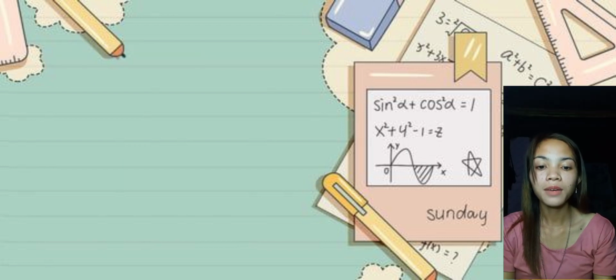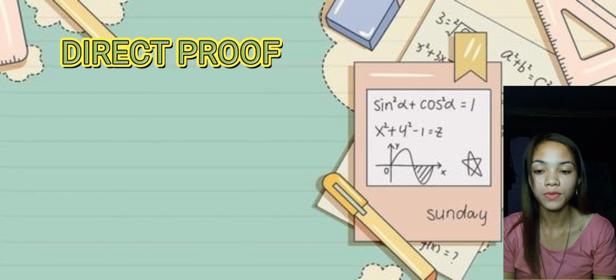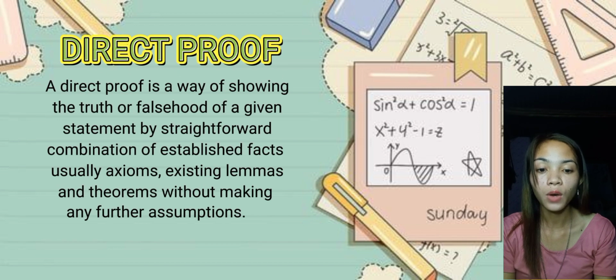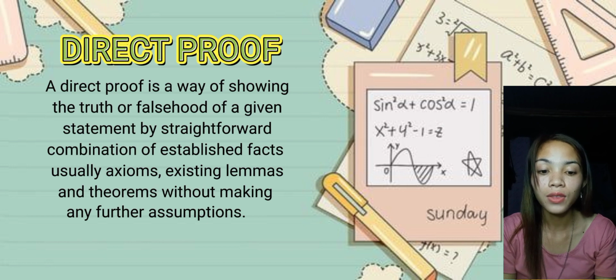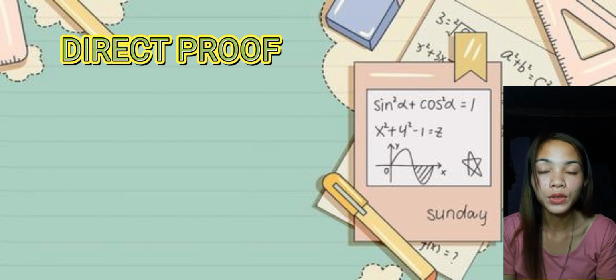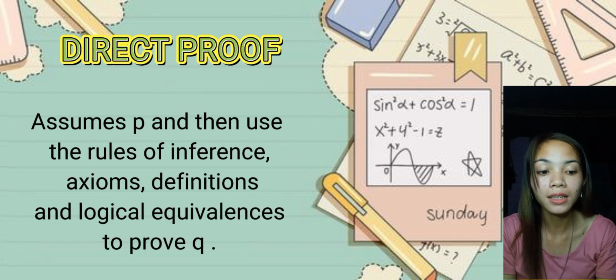And now, I am going to discuss one of the types of proofs, which is the direct proof. A direct proof is a way of showing the truth or falsehood of a given statement by straightforward combination of established facts, usually axioms, existing lemmas, and theorems, without making any further assumptions. Direct proof assumes P and then uses the rules of inference, axioms, definitions, and logical equivalences to prove Q.